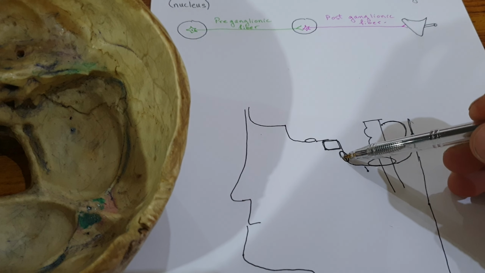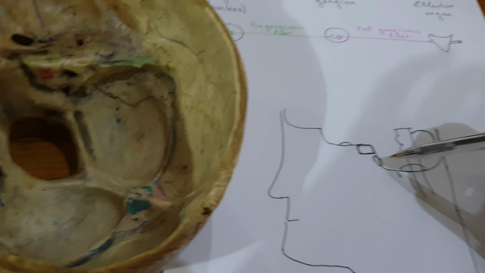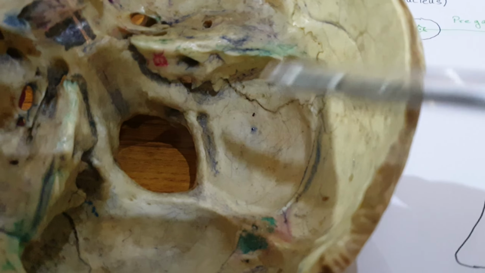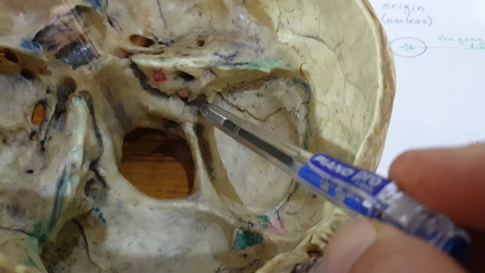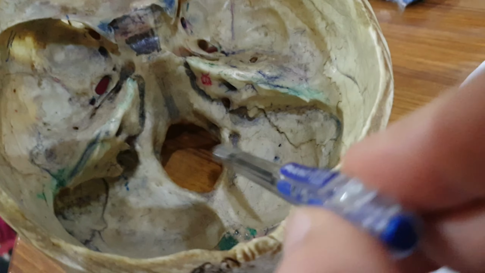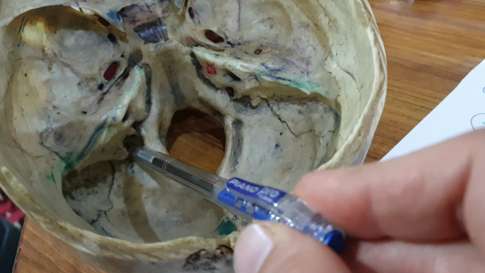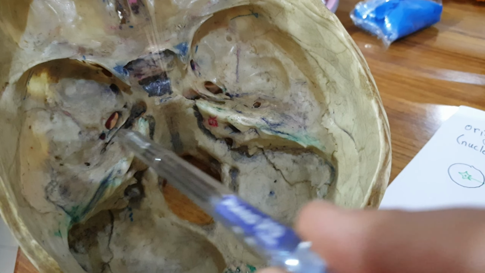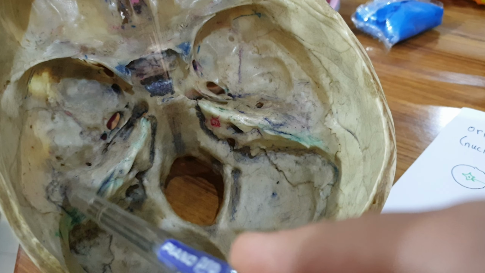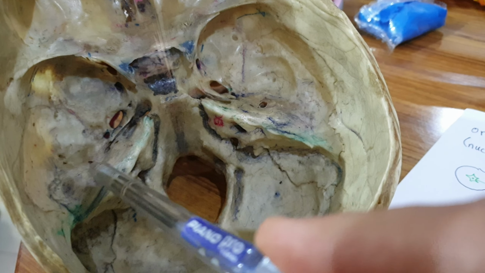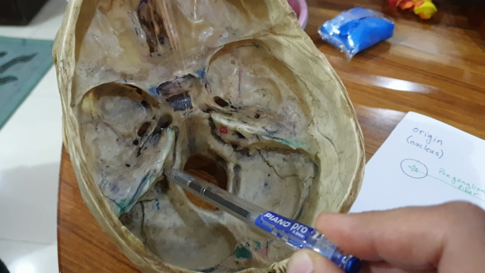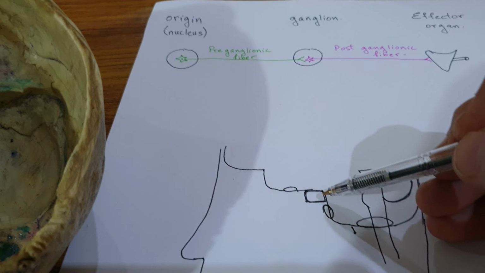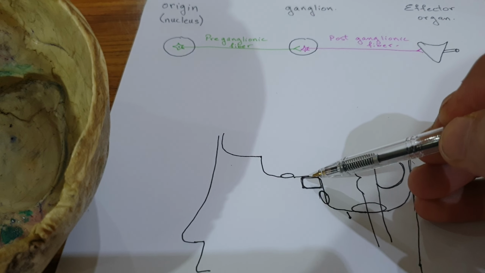This opening here is the jugular foramen. The jugular foramen in the original skull is seen somewhere over here. This is the jugular foramen of the right side, and this is the jugular foramen of the left side. The bone between the jugular foramen and this foramen ovale is called the petrous part of the temporal bone. That means this area is the petrous part of temporal bone.